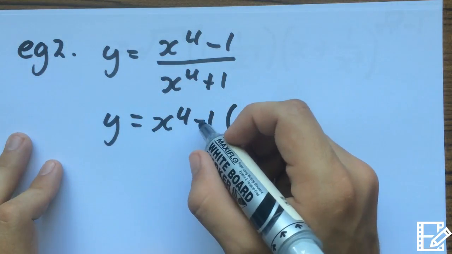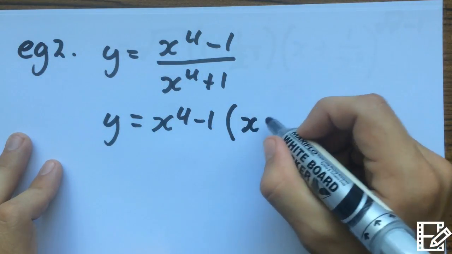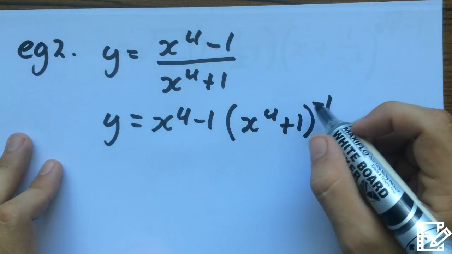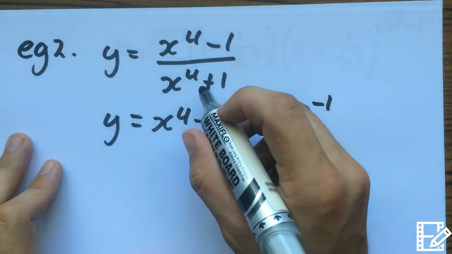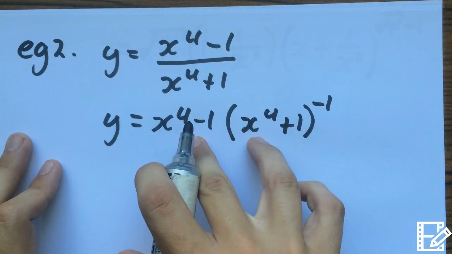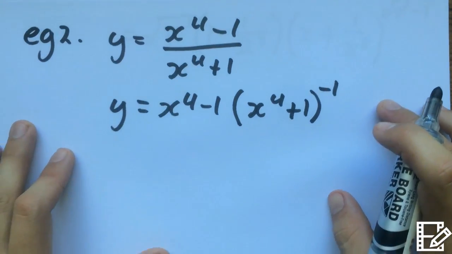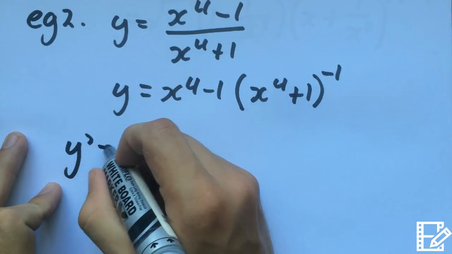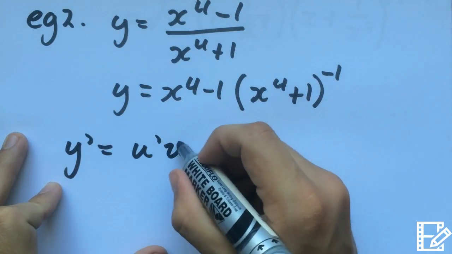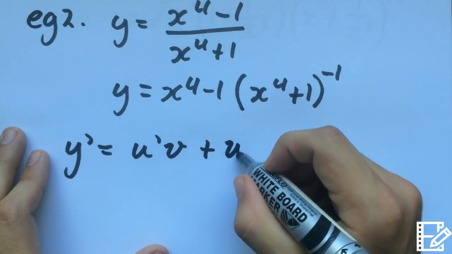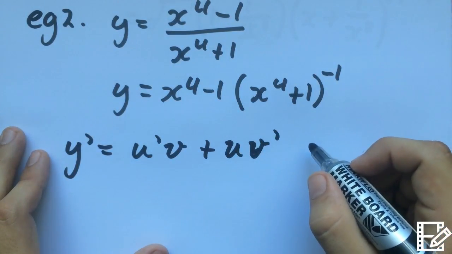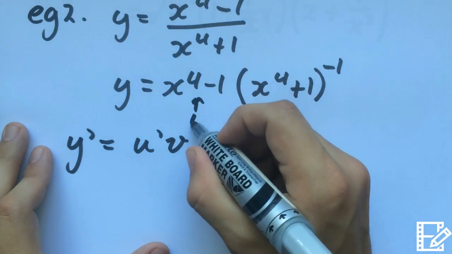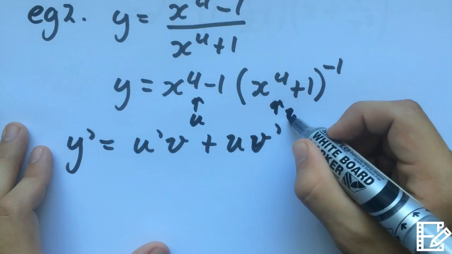So x to the power of 4 minus 1 is now multiplied to x to the power of 4 plus 1 to the power of negative 1. I had to make it to the power of a negative 1 because I wanted to bring it up and turn it into multiplication instead of division. Now that we've got it like this, we can solve for the derivative. Now the derivative is u dash v plus u v dash, which is the product rule. Now we have a function multiplied by a function. So we're going to call this one u and we're going to call this one v.